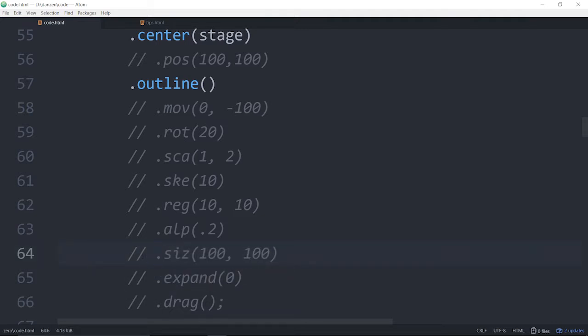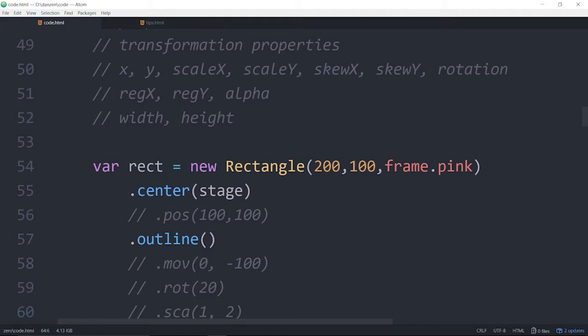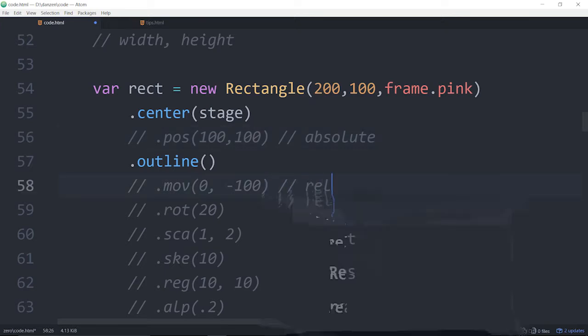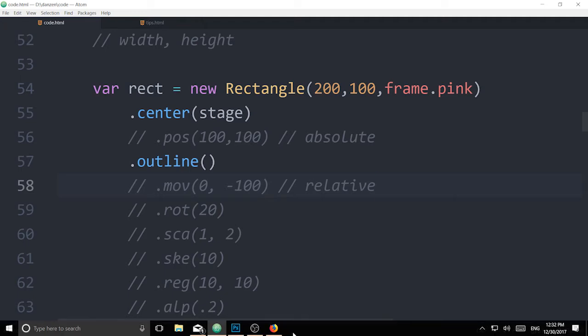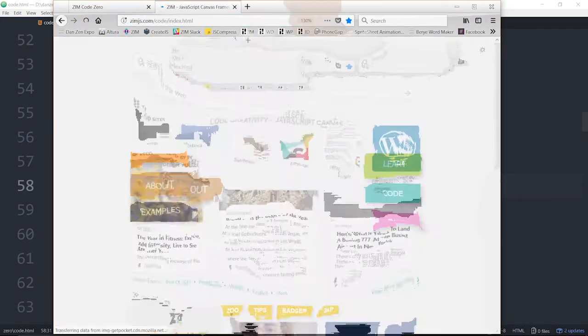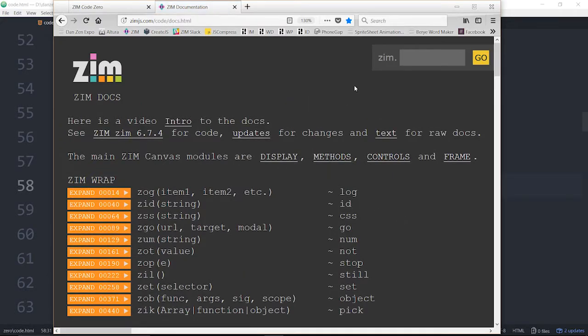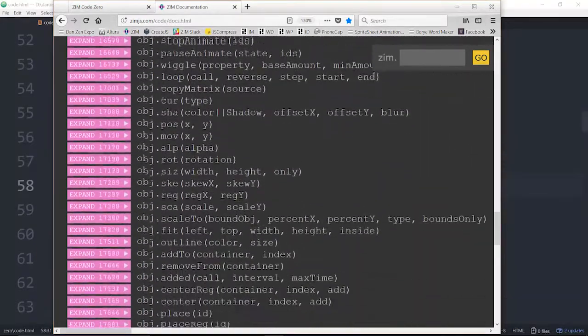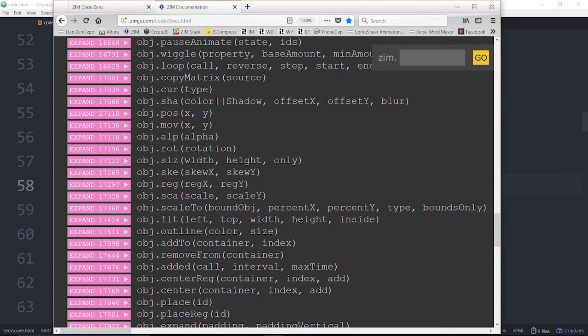Neat, huh? So that's all of the chainable methods for width, height, alpha, registration points, skew, rotation, scale, and two types of positioning. Positioning with absolute, so that's absolute position, pos, and this one, the move, is relative. And all of that stuff is out in the Zim docs. If you take a look down at the methods, right here, there they are, pos, move, alp, rot, sys, ske, reg, sca.